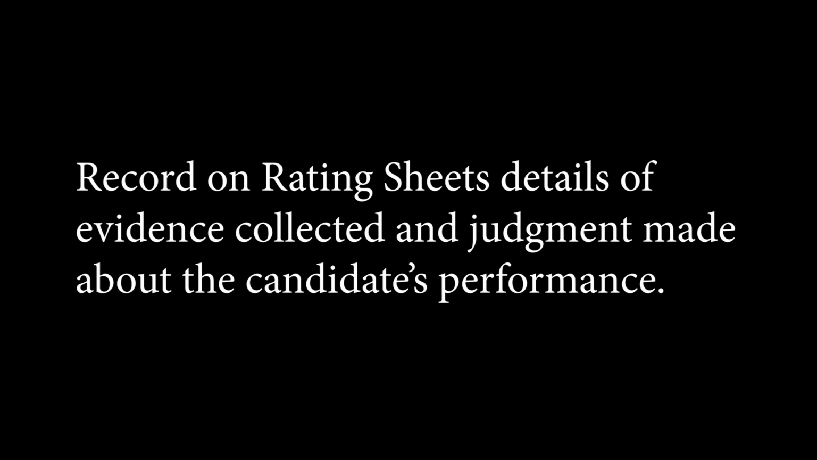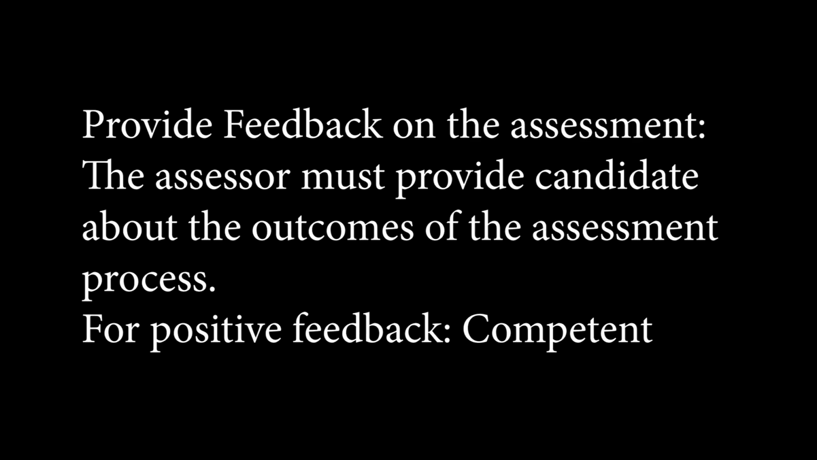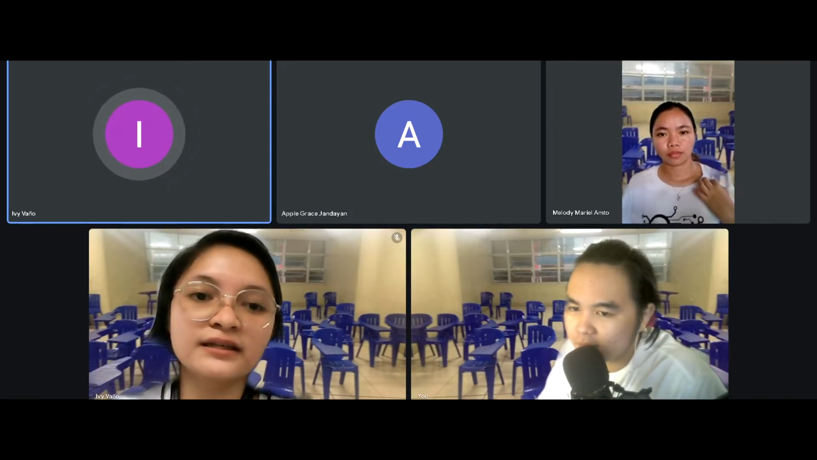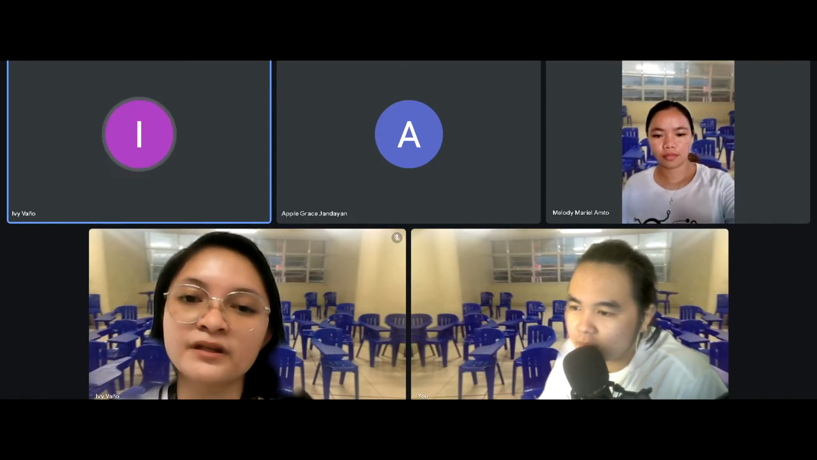Record on rating sheets details of evidence collected and judgment made about the candidate's performance. Provide feedback on the assessment. The assessor must provide the candidate with the outcomes of the assessment process. For positive feedback, competent. Okay, candidate number 1, please sit down.